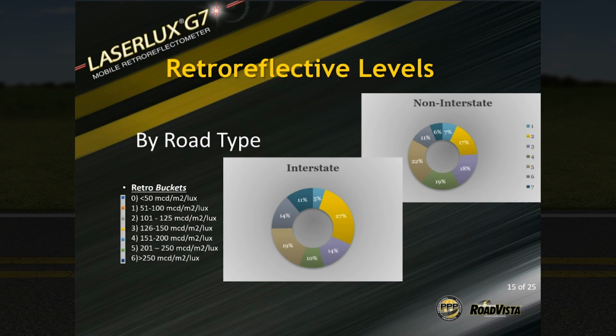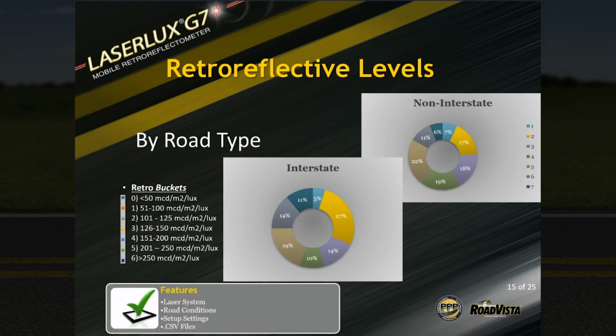We also found though that it had a higher percentage of high end, about 25% compared to that 17% of non-interstate that were 200 or higher. Very interesting data that we got out of that, and of course it looks like similar features we used as well.